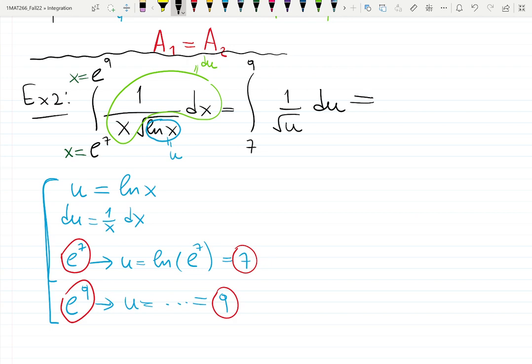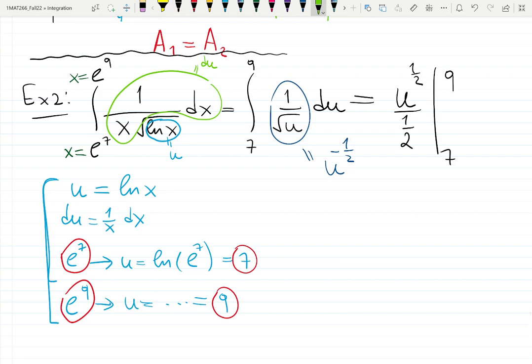Let's keep going. How do we integrate 1 over square root of u? You make it negative: u to the negative 1/2. Integrating u to the negative 1/2, you add 1 and it becomes 1/2, divided by 1/2, evaluated from 7 to 9.